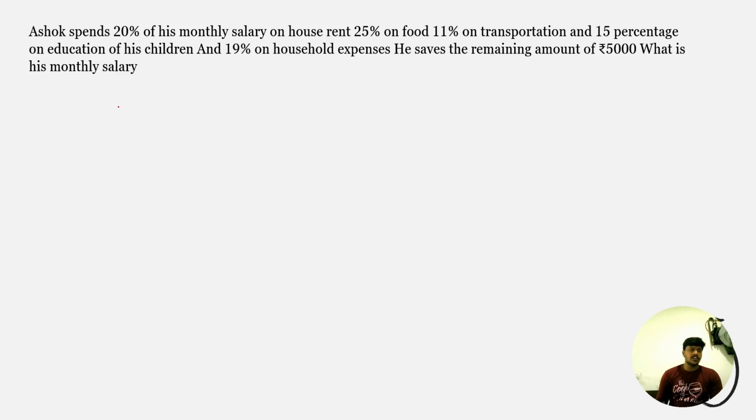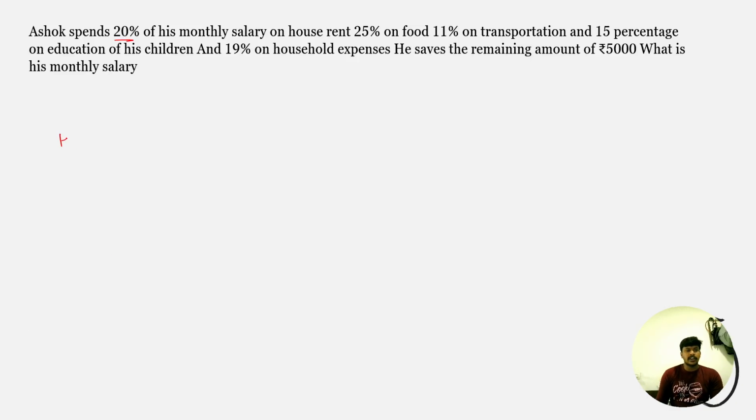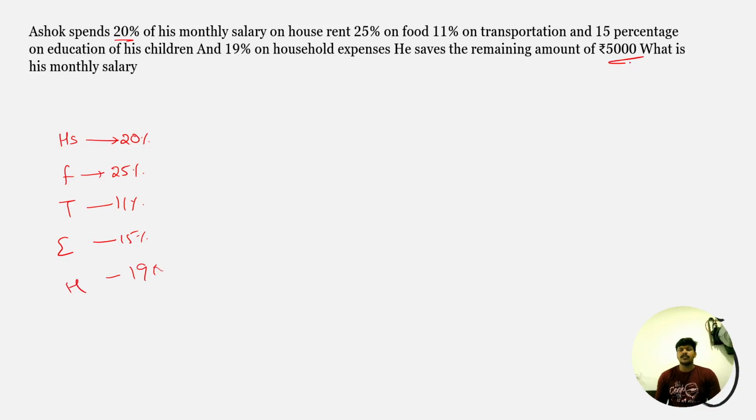For example, see here, Ashok spends 20% of his monthly salary on house rent, 25% on food, 11% on transportation, 15% on education of his children, and 19% on household expenses, and he's saving the remaining 5,000. You need to find out the monthly salary.